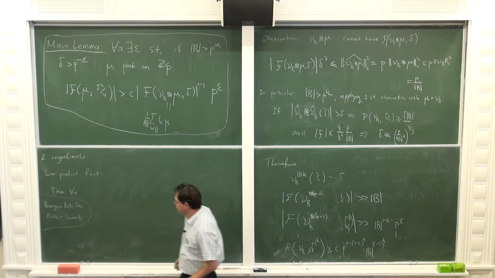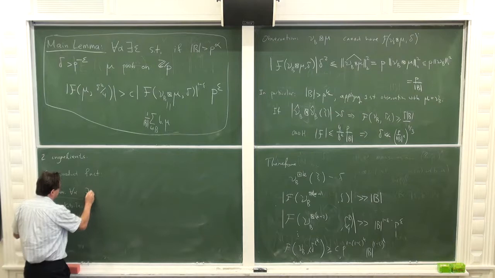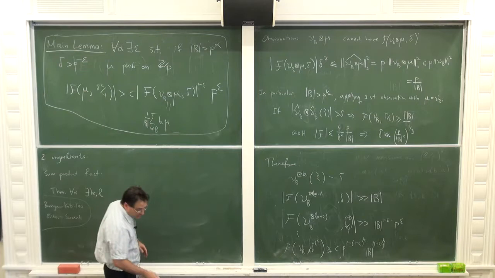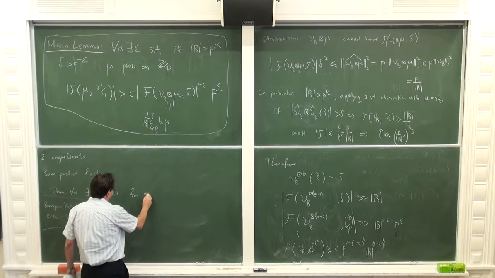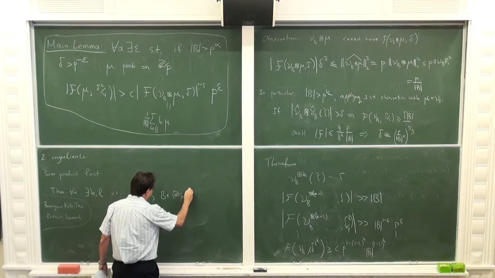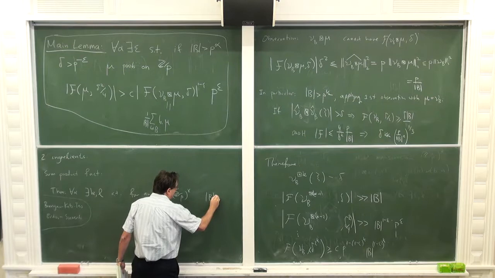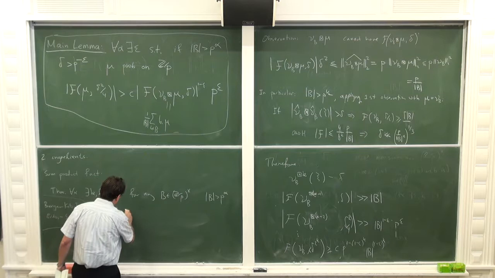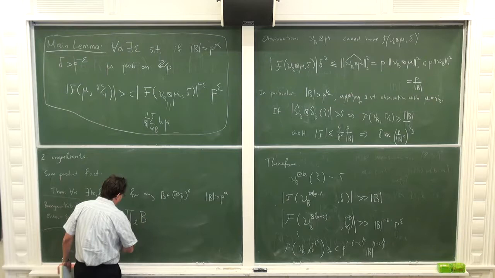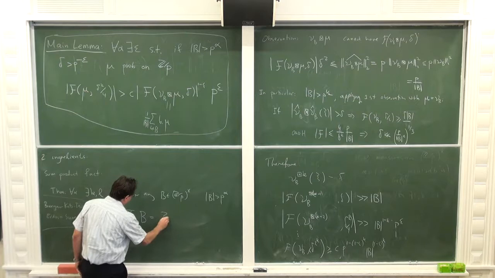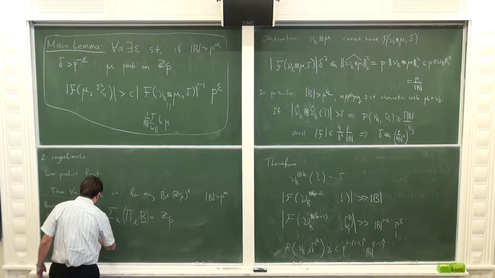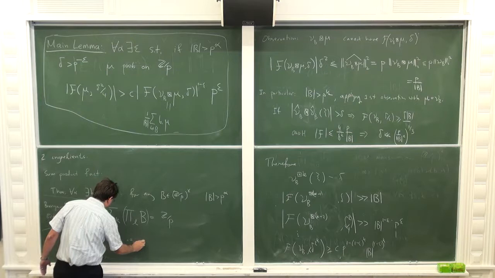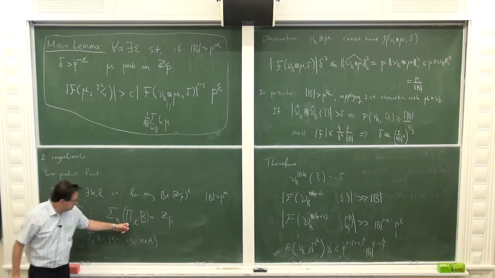But what I need is something very simple, that for every alpha, you could find two integers k and l, and if you really want, you could take them to be the same. So that for any set B in Z modulo P star with at least P to the alpha elements, if you take the k-fold sum of the L-fold product of the set B, you get everything. So sigma k of the set A for me is A1 plus through AK, with the Ai in A, and I leave it to your imagination what this L-fold product is.